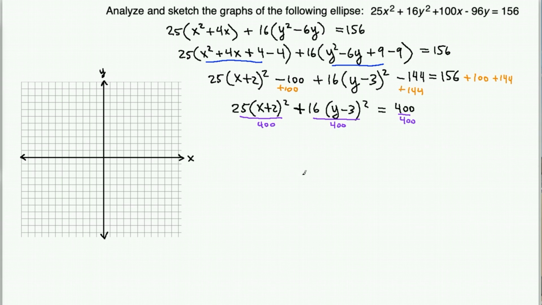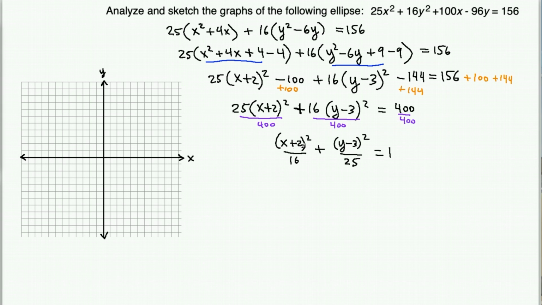What happens is 400 divided by 25, you reduce this fraction, okay, you're going to get 16. So as a result, what we have is x plus 2 squared over 16 plus, 400 divided by 16 is going to be precisely 25. And that's what we need. So y minus 3 squared over 25 is equal to 1. Bingo. So this is now in standard form.